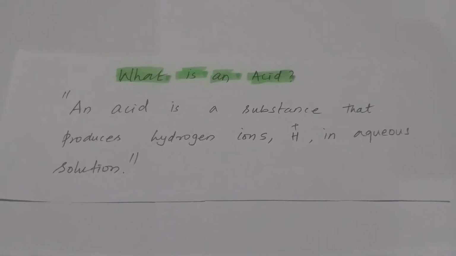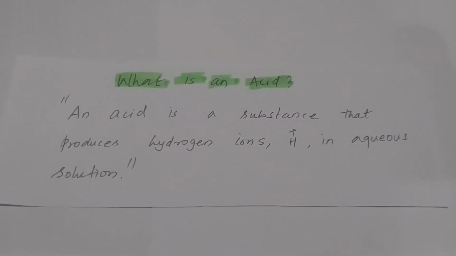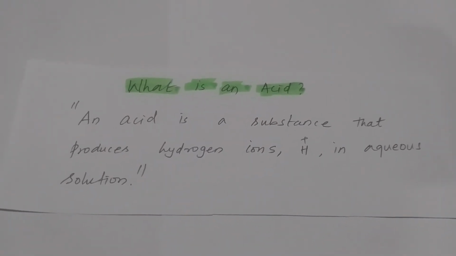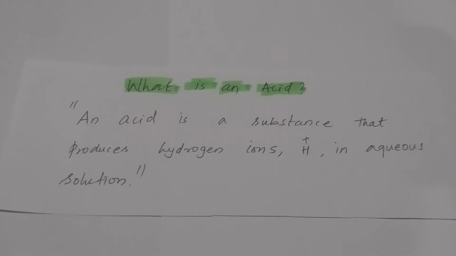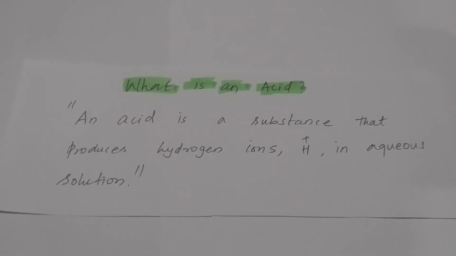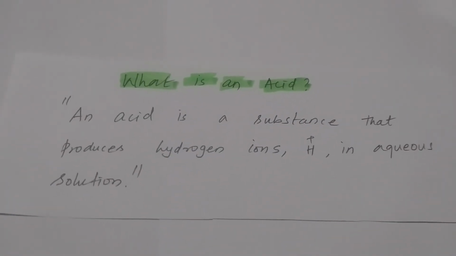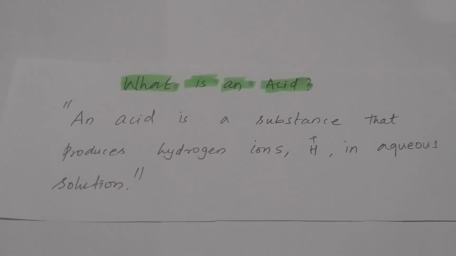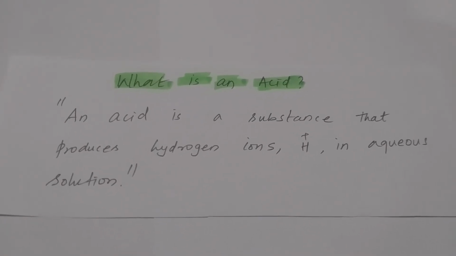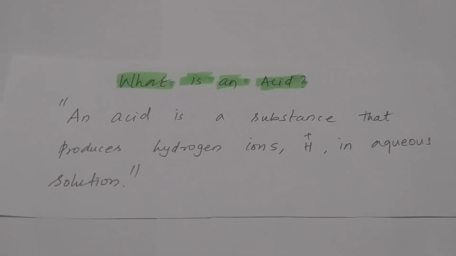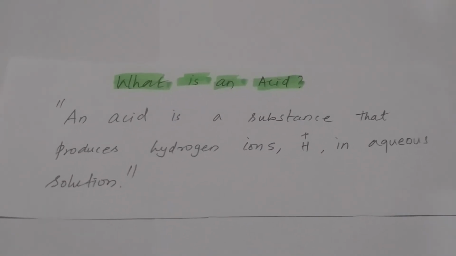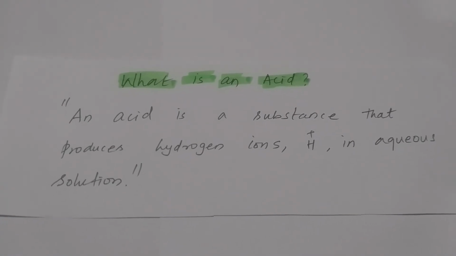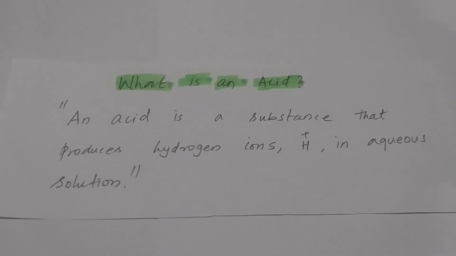An acid is a substance that produces hydrogen ions, H plus, in aqueous solution. I repeat, what is an acid? An acid is a substance that produces hydrogen ions, H plus, in aqueous solution. It's one more question here. Please try to memorize: an acid is a substance that produces hydrogen ions, H plus, in aqueous solution.